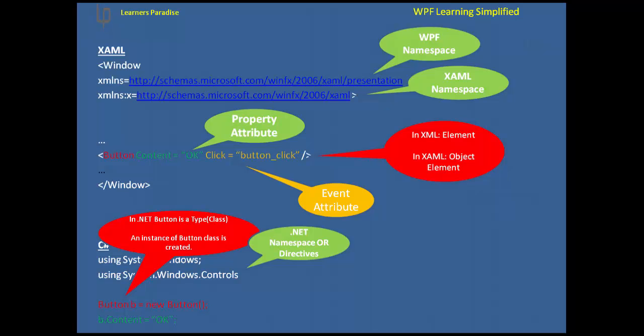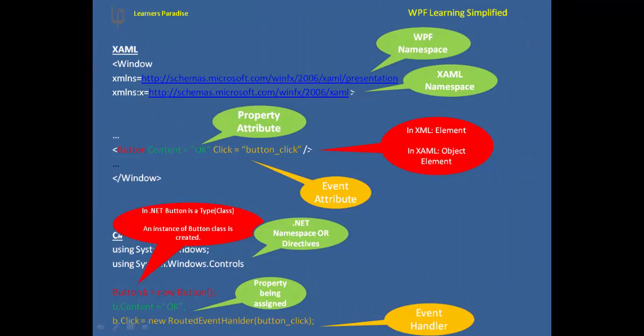Similarly in C# we write it as b.Content is equal to OK. Here it is called a property, and this is a property being assigned the value OK. What was it called there? It was called a property attribute. And then to call a function upon click, here in C# we write b.Click is equal to new RoutedEventHandler(button_click). This is called an event handler, and there it was called an event attribute.